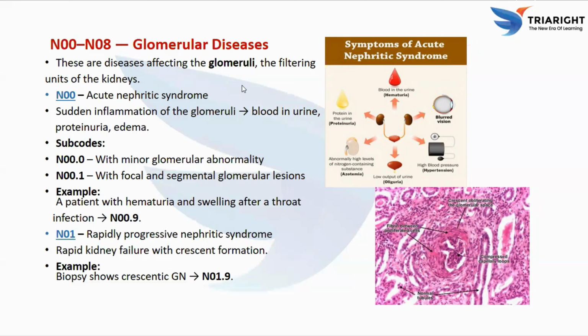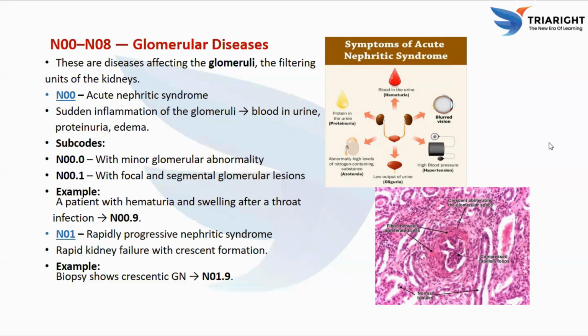N00, acute nephritic syndrome. What does acute nephritic syndrome describe? This condition involves the sudden inflammation of the glomeruli. What are the common causes of acute nephritic syndrome? What are the symptoms? Here you can see in this picture.